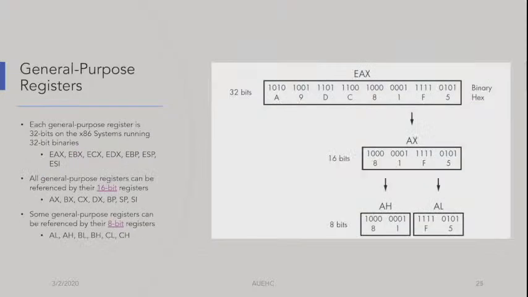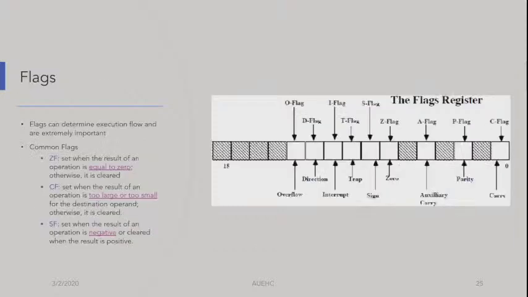EAX is a 32-bit register. It can get split up, so you can split it into AX and AH and AL. We'll probably see more of AL and EAX when you're working with malware. So bytes, and then 32-bit for addresses. For flags, the ones you really need to worry about are the zero flag, the carry flag, and the sign flag. You all are familiar with those flags, right? Everyone's shaking their heads. Cool.